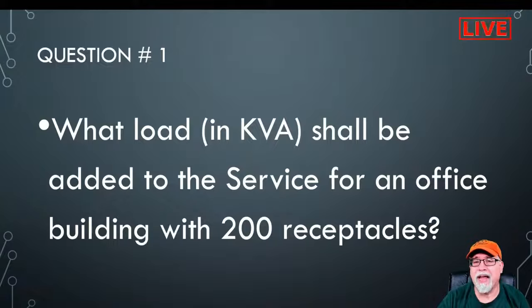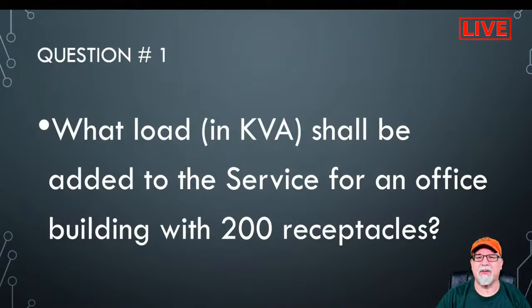So we always want to apply any demand factors that we have available to us, unless it asks me for the connected load. Then it might be before I apply any demands. Now, when it says what load, it could have also said, what is the demand load? Okay, it says, what is the calculated load that shall be added to the service? There's ways it could have said it that imply that you need to do some type of calculation. Okay, so here it says what load in kVA shall be added. So this is about a service calc.